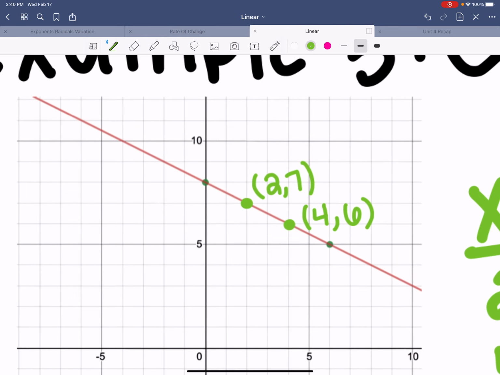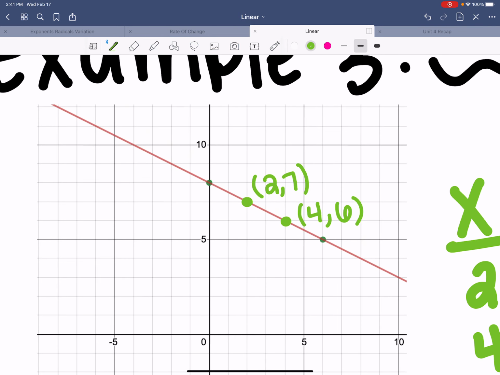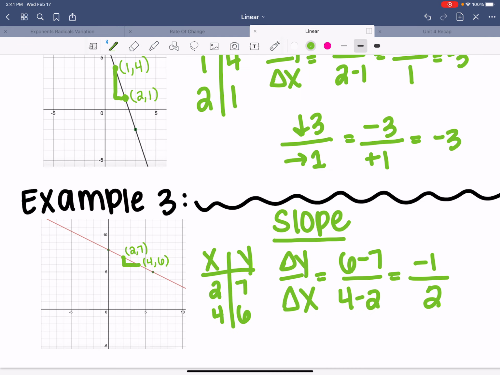Now, if I wanted to use the rise over run method, I would simply pick one point and go from that point to the other. So I would go down 1, right 2. So since I went down 1 and right 2, that's where the -1 comes from, because I went down, and the +2 comes because I went to the right.